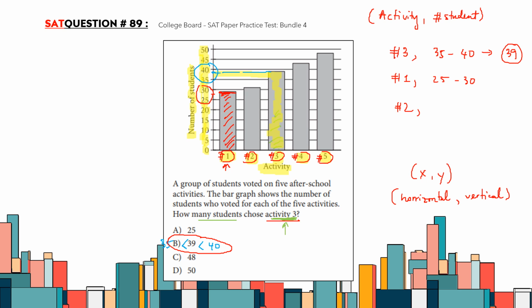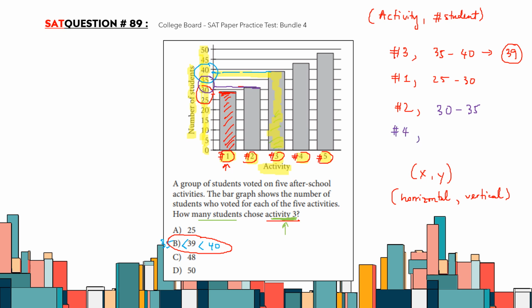Okay, so let's do number 2. Number 2 is above 30 and below 35. You see that? This one. Let's change the colors to purple. Between 30 and 35 is where this one is, so 32 to 35.